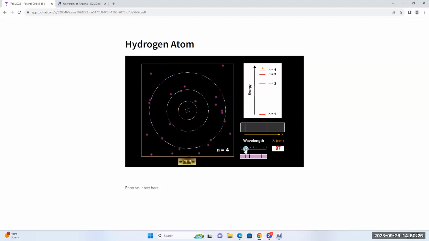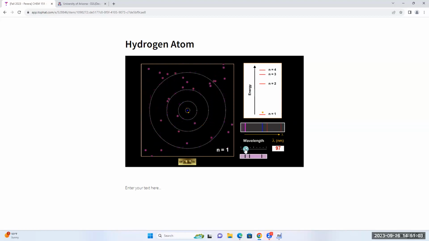Yeah, the electron jumped from n equals 1 to n equals 4. It got excited. It absorbs the 97 nanometer photon and got excited. The electron went from the ground state to an excited state by absorbing the 97 nanometer photon. Now only 97, right? It didn't absorb anything else, only 97. All right, we'll talk about it a little bit more.